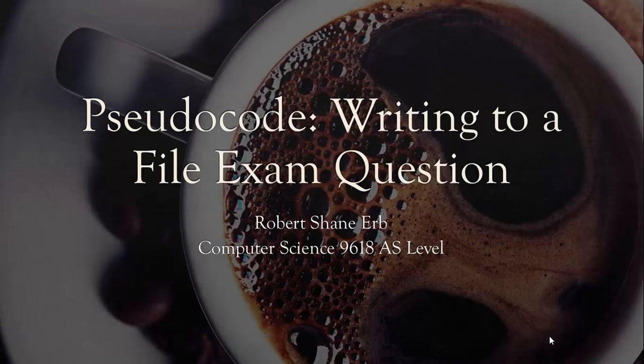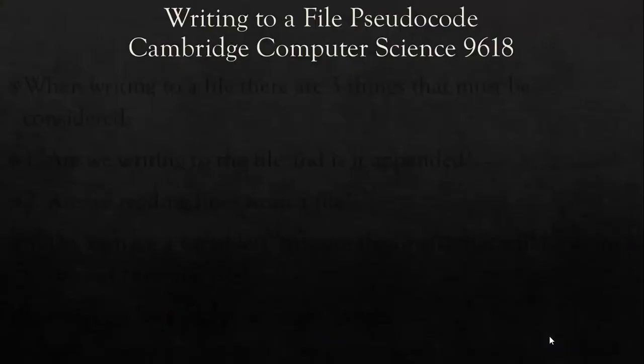In this video, we're going to focus on pseudocode, specifically working with files, writing to a file, and also reading from a file. This could show up on your Paper 2 exam if you're in Cambridge 9618 Computer Science. It could show up, and if it does, we need to be prepared. So hopefully this video helps you out.